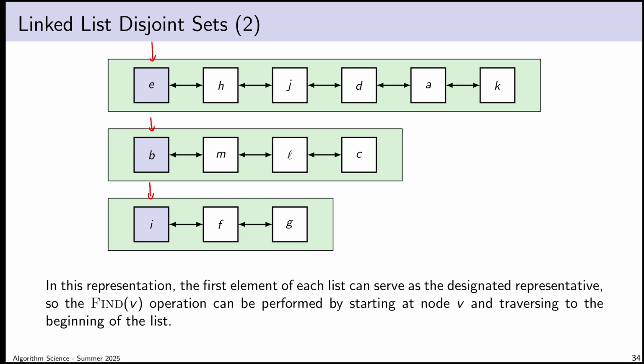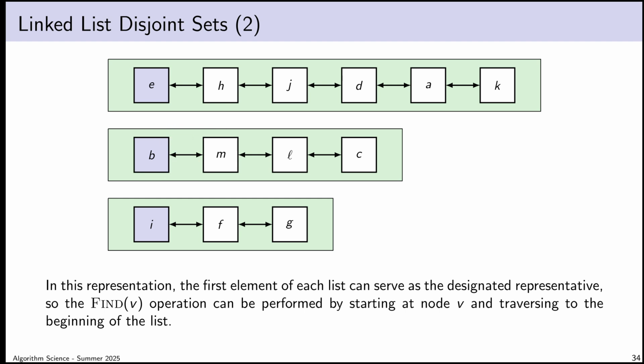representative of that set. And what's nice about that is if I run the find operation and I ask you, give me the representative for D. Okay, so you have the node with D in it, and then you just walk forwards in my doubly linked list until you get to the front, and then you say, okay, the representative is E. If I ask you for the representative of M, you just walk forwards until you're at the front, and the representative is B.